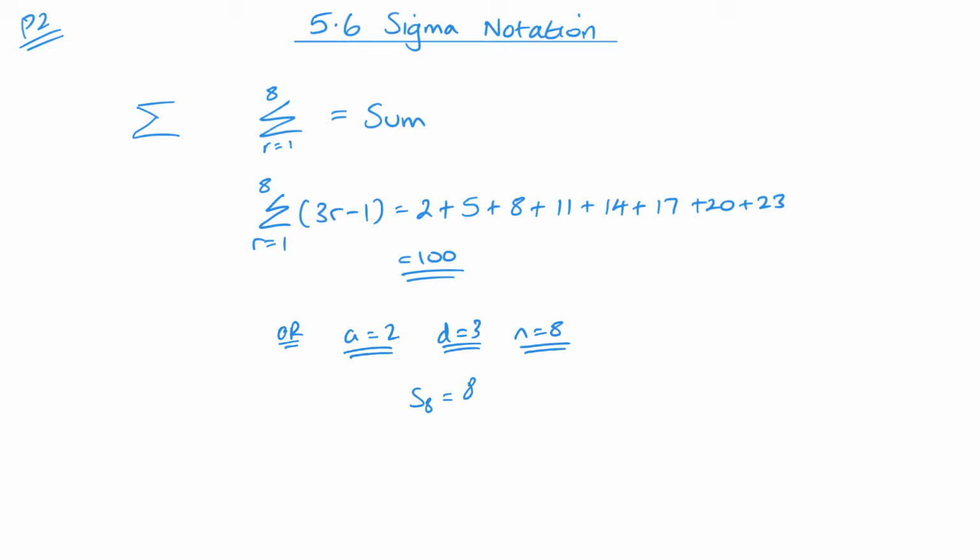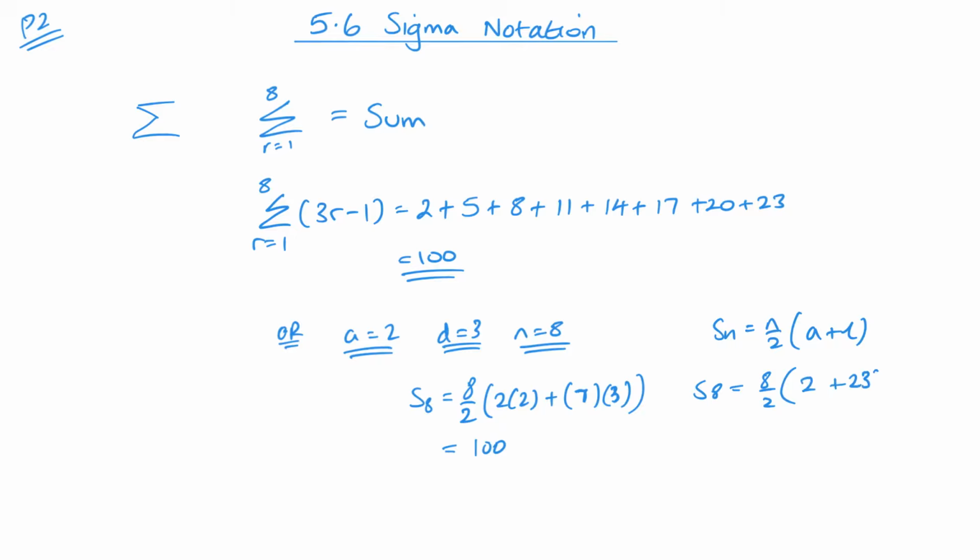So we've got n over 2, and 2a plus n minus 1 d. Another one we could do is using Sn equals n over 2 times a plus l, the last term. So again, 8 over 2, and that is going to be 2 for a and 23 for l. And again, of course, that equals 100.